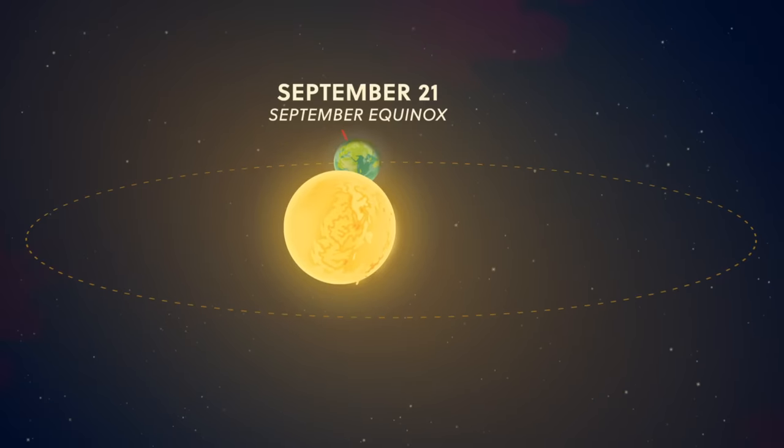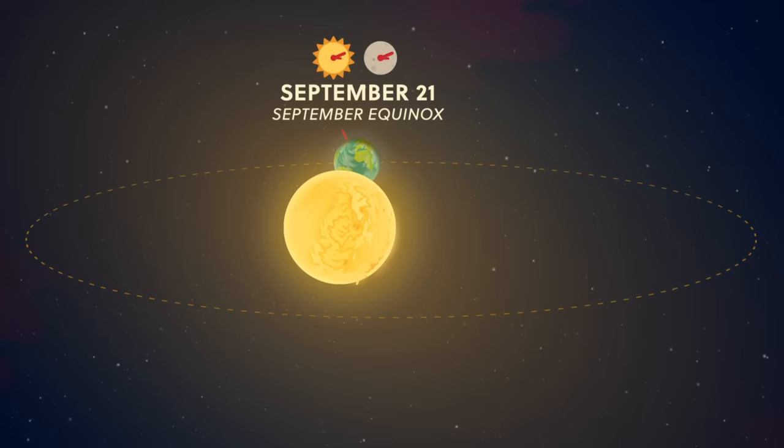And finally, we reach the September equinox around September 21st. Once again, the Earth's axis isn't tilted toward or away from the sun, so the poles have equal hours of night and day. Only this time, it's fall in the Northern Hemisphere and spring in the Southern Hemisphere. The seasons, and all they mean for how we've adapted, are only possible because of processes literally set in motion before the Earth even existed.